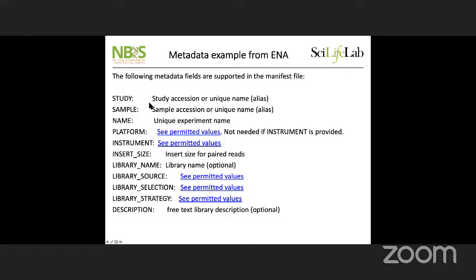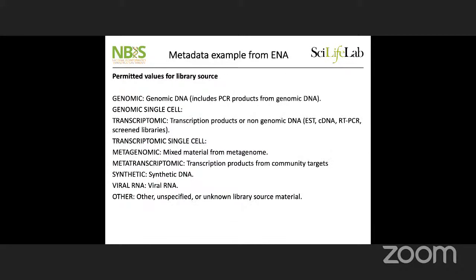And then for some of them, they also have listed permitted values. The reason for that is that they don't want you to just write whatever you call the platform or the instrument that you use, but to actually stick to a list of values to make it interoperable and also easier to be machine readable. So this is for the library source, for example.